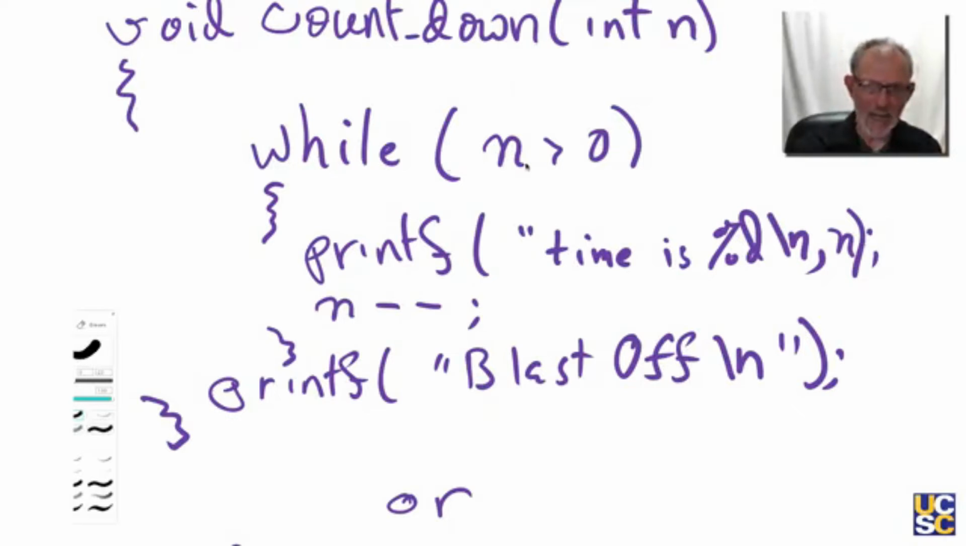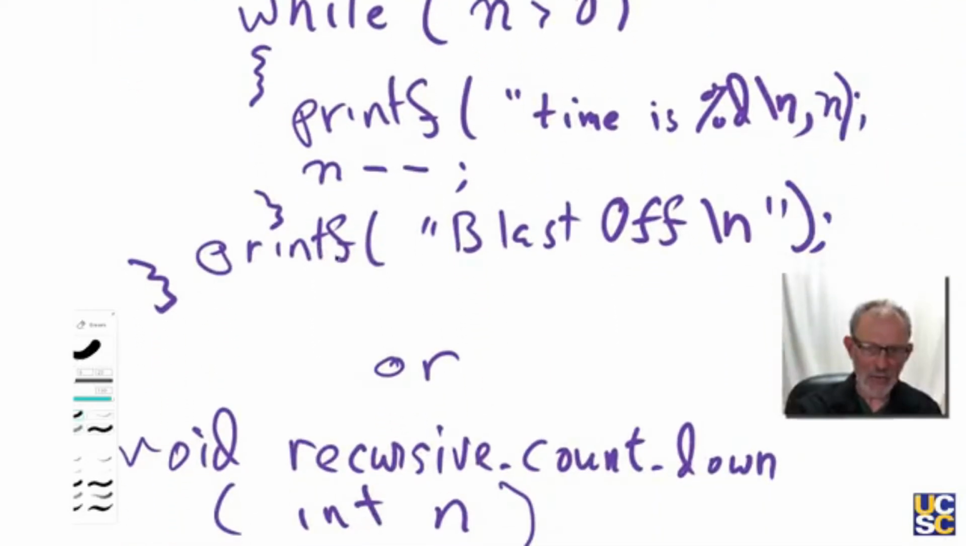So we might say while n greater than 0, printf the time is n. For example, if it starts at 10, we print 10, then we auto decrement, and then we keep printing, so we do 10, 9, 8, 7, 6. The last value we print is 1, because after 1 it goes to 0. And then before we exit the routine, we print blast off. That's our iteration. We should be comfortable with doing that. We've already done a number of iterations.